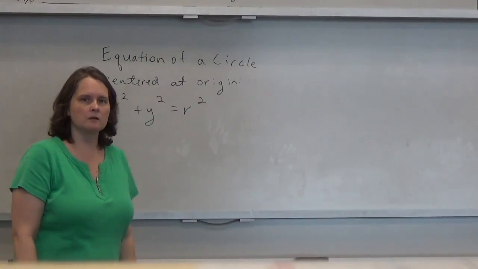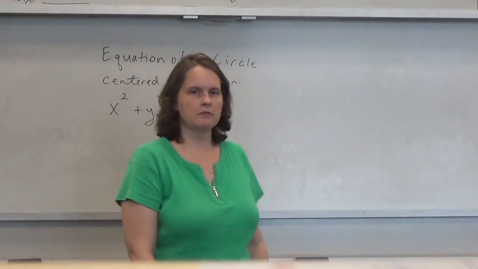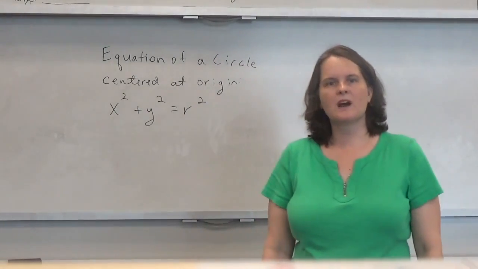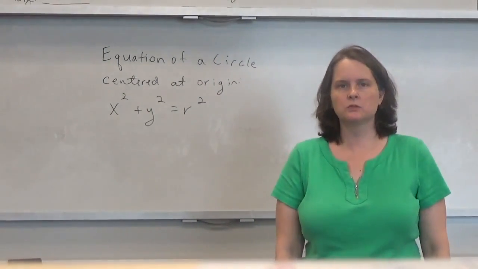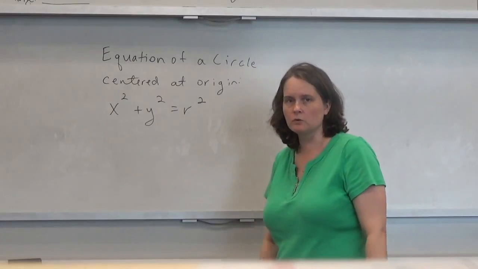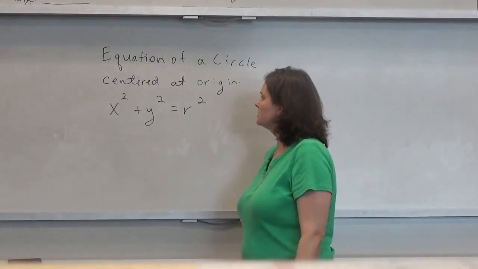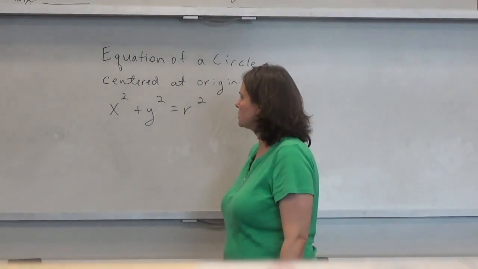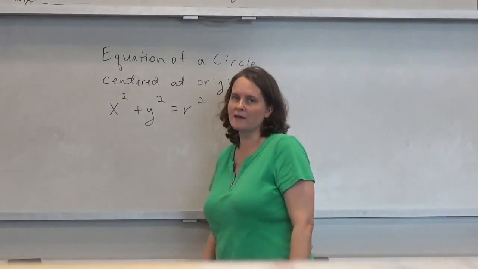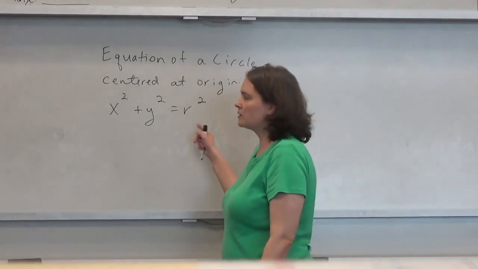So before we talk about function 5, the semicircles, I just want to remind you that from high school we have this equation of a circle. A circle centered at the origin has the equation x squared plus y squared equals r squared, where r is your radius.